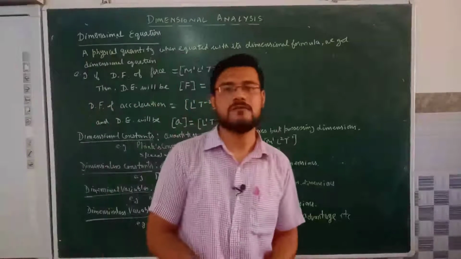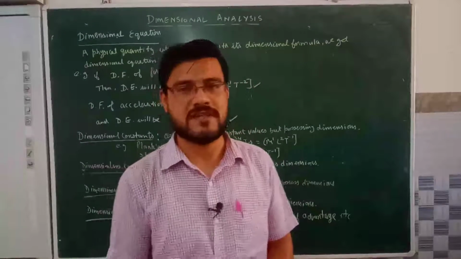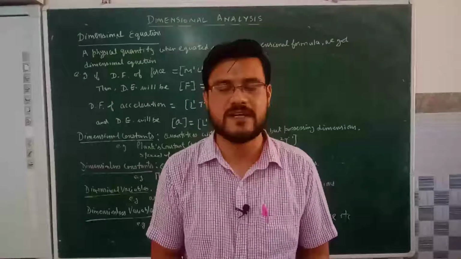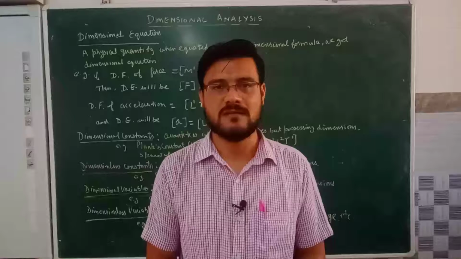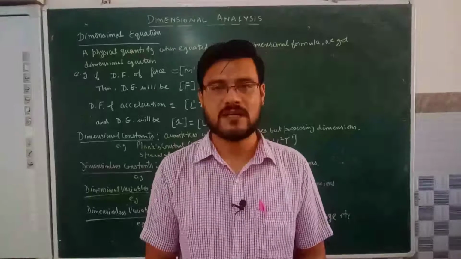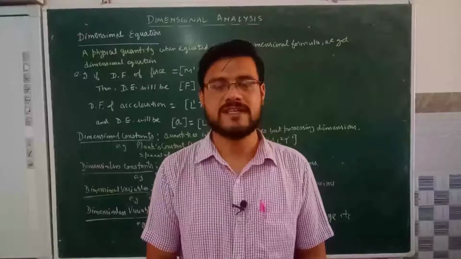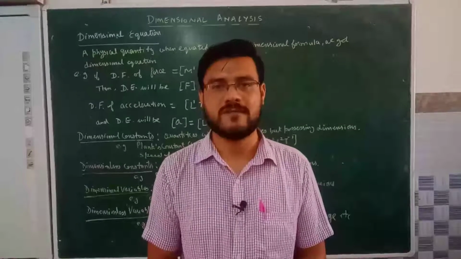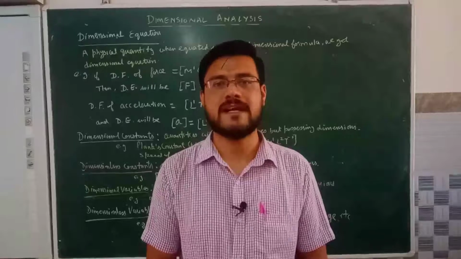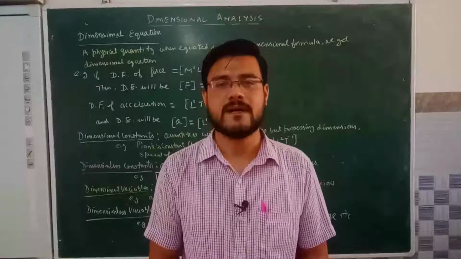So in order to get a dimensional equation with the help of the dimensional formula of a physical quantity, what we have to do is select a proper symbol for the given physical quantity, also enclose it inside a square bracket, and then equate it to its own dimensional formula. The expression which we will get will be called the dimensional equation.